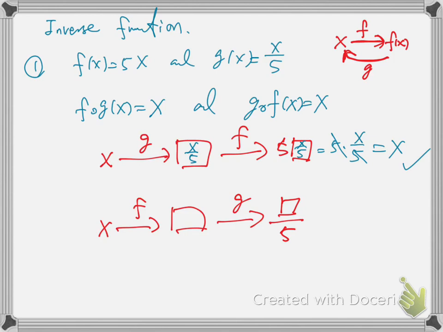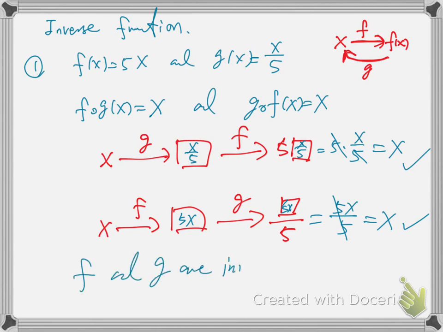So first I apply f, so x goes to 5x, and then we apply g, so we get 5x over 5. So 5x over 5 also cancels, we get x back. So good again, so f and g are inverses of each other. Okay, so that's given two functions. You use compositions to check whether they are inverses of each other. So now if you're only given one function, how do you find f inverse?